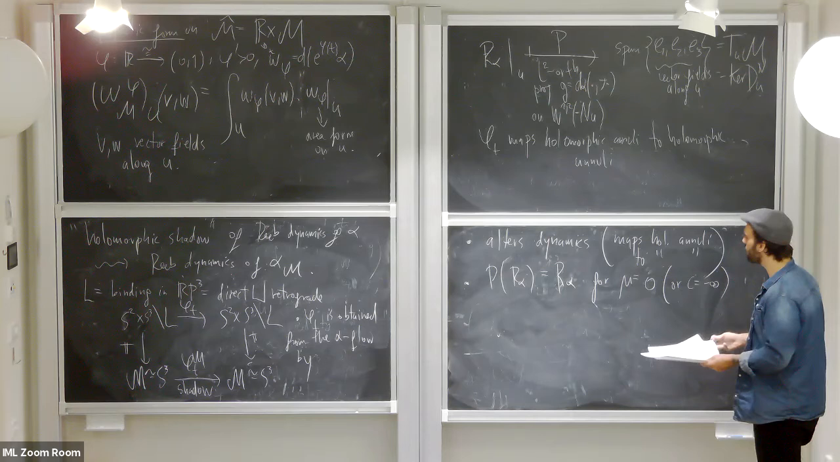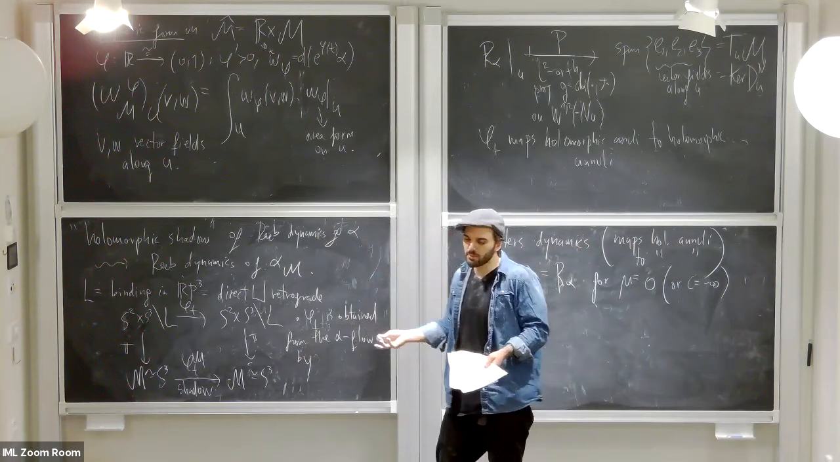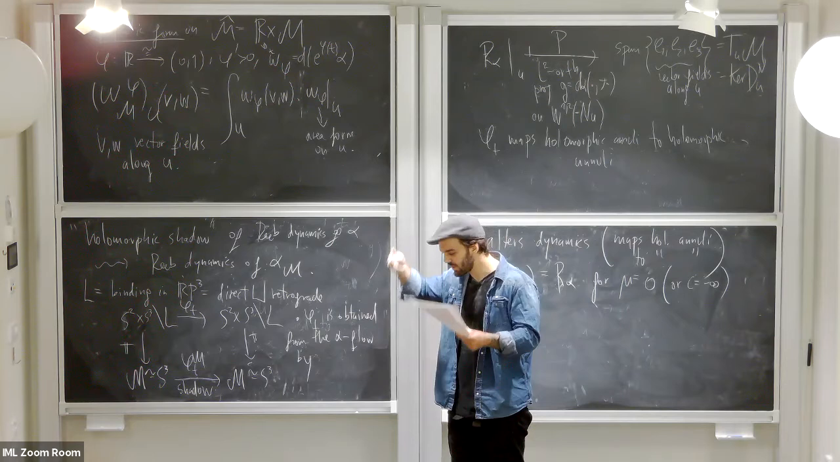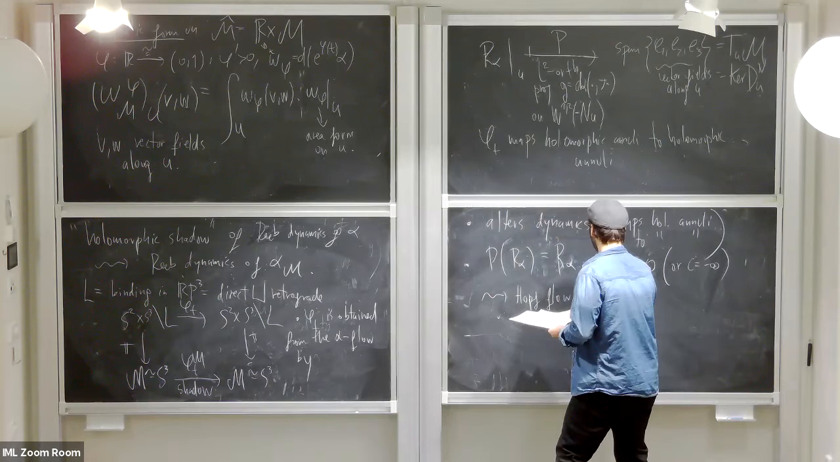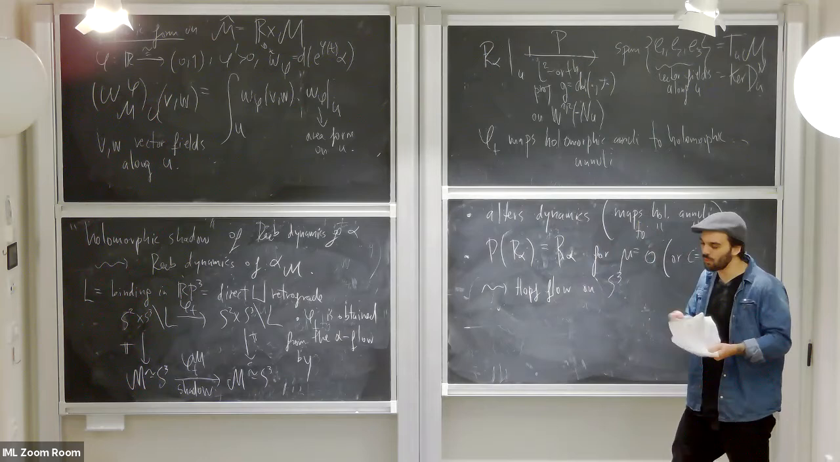So I can already on the nose see it as a flow on S3. It just projects down to the Hopf flow, because it maps each fiber to itself. So I just project it down and I only recover the Hopf flow. This projection is the Hopf flow on S3. So you might ask, well, it might be the case that you always recover the Hopf flow, so this construction is kind of stupid. But that's not the case, as the following theorem shows.